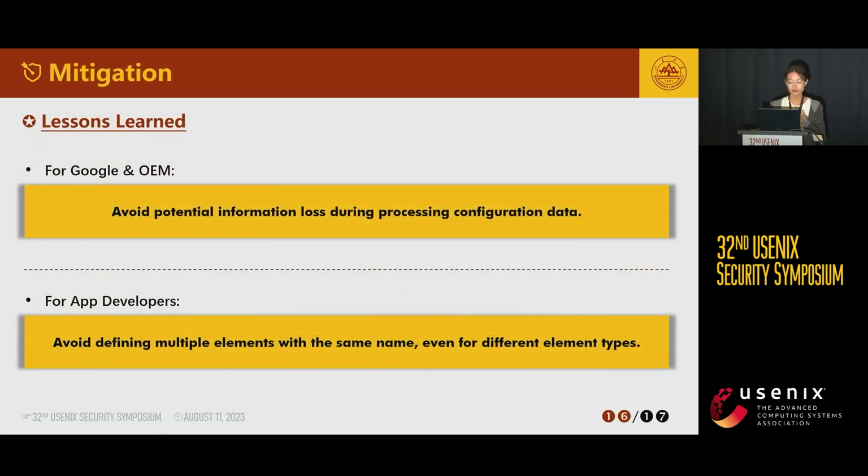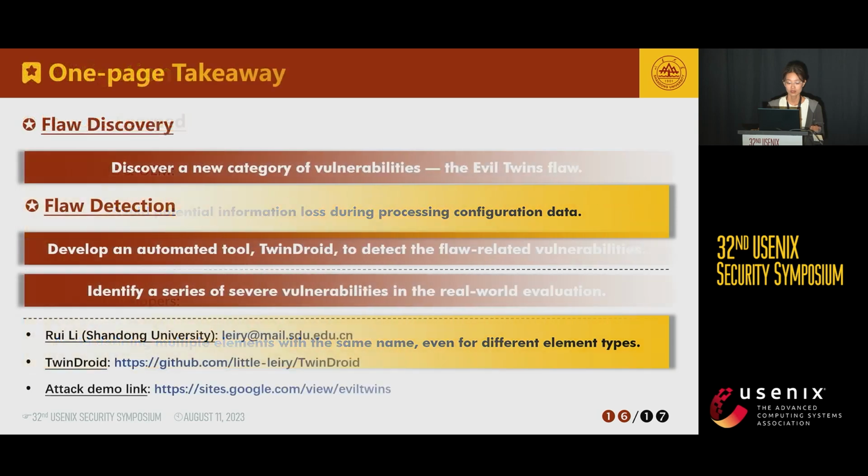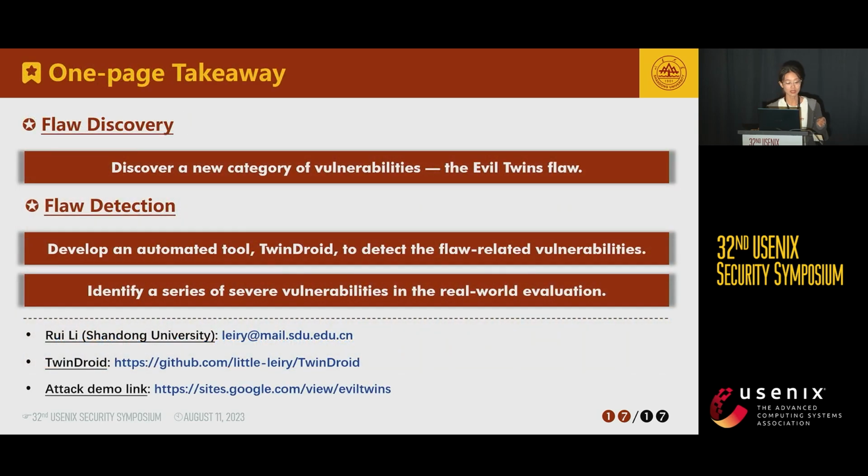Exploiting the evil twins flaw, a crafted manifest file can cause severe implications. So to eliminate it, for Google and the OEMs, when they design or customize Android custom permissions and the Android OS, they should avoid the potential information loss during processing configuration data. And for the app developers, they should avoid defining multiple elements with the same name, even for different element types. In the end, let's summarize our work.